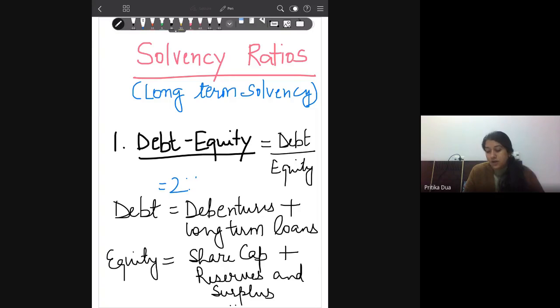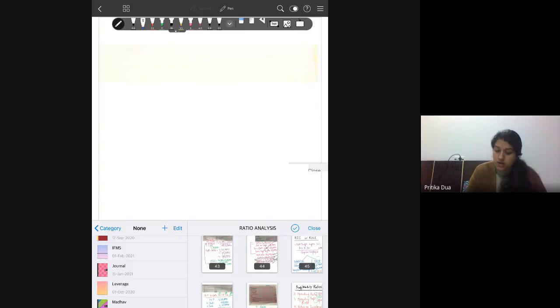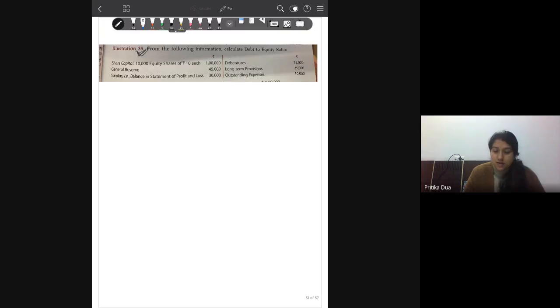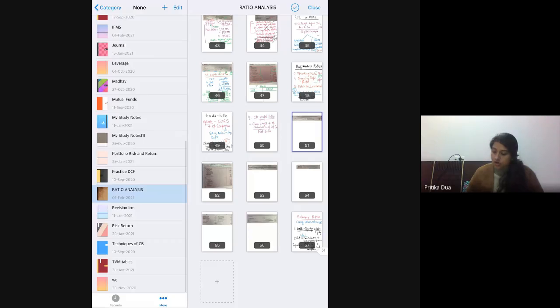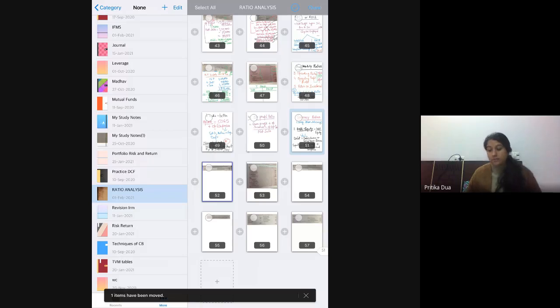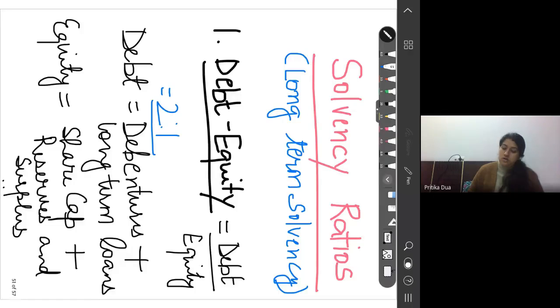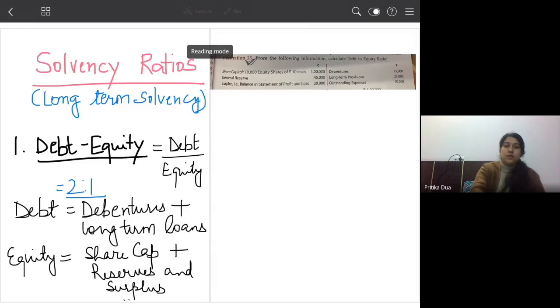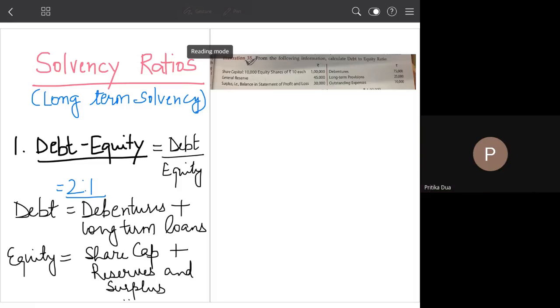Okay, so let us start with a simple question on debt equity ratio. The question is there on your screens. Start solving the question, class. If you want, I'll just display the formula alongside, so that will help you solve the question. Now, take 2 minutes, solve the question, then we'll discuss.